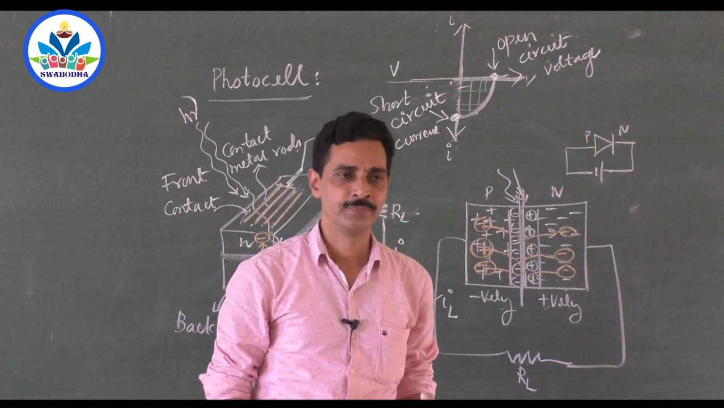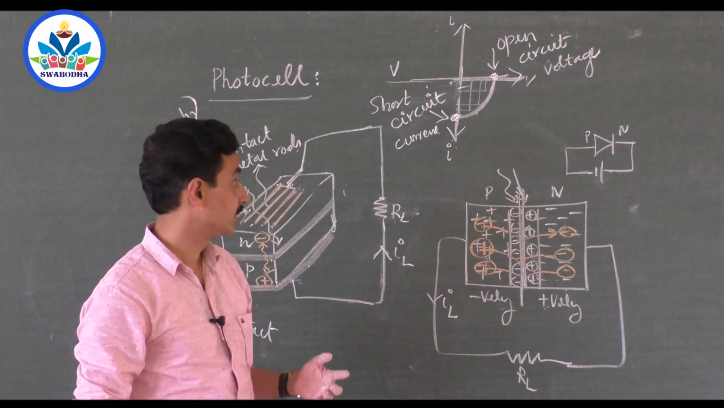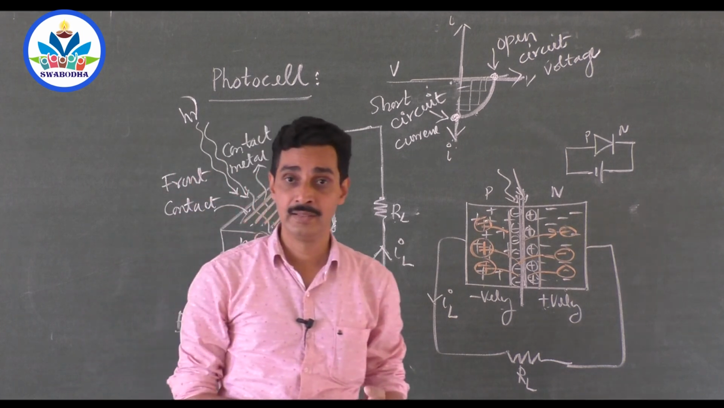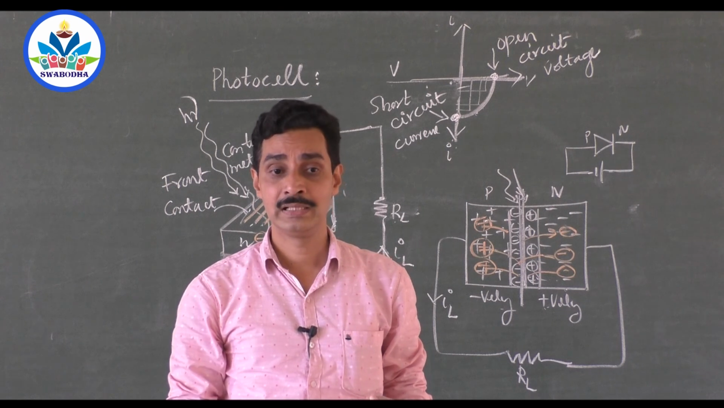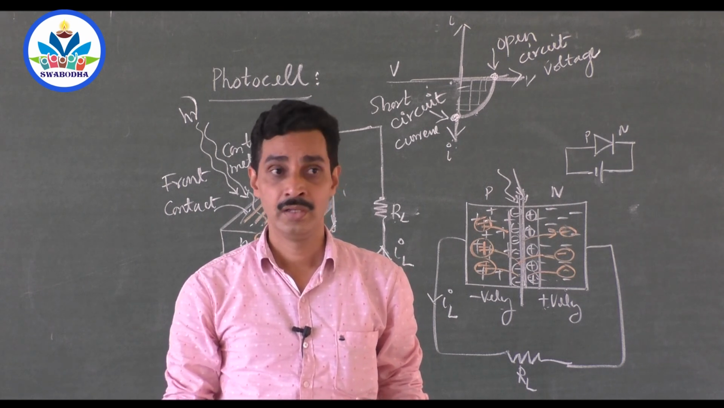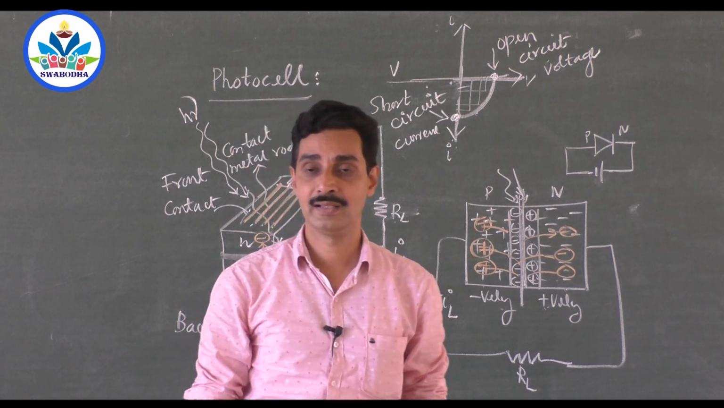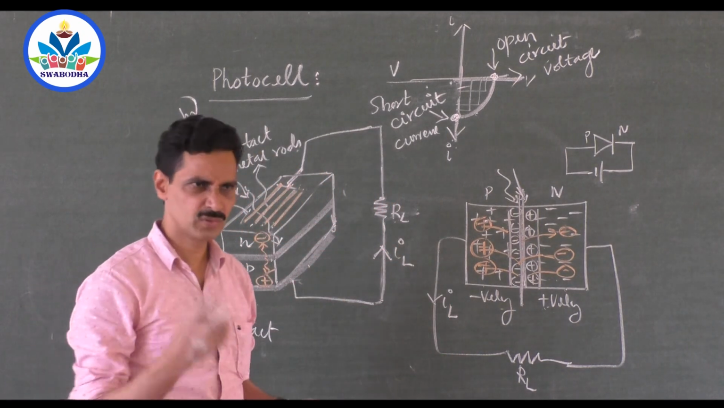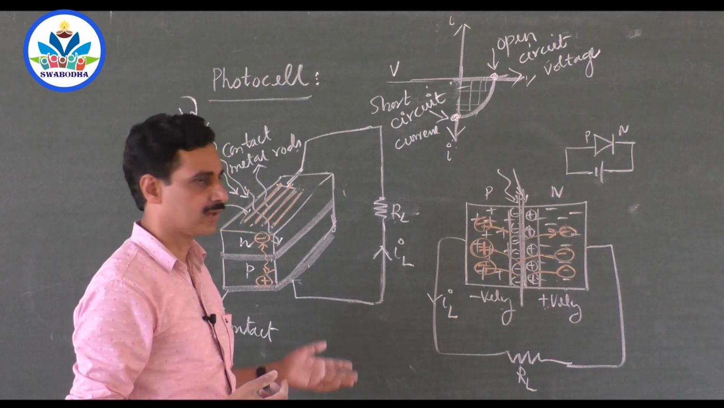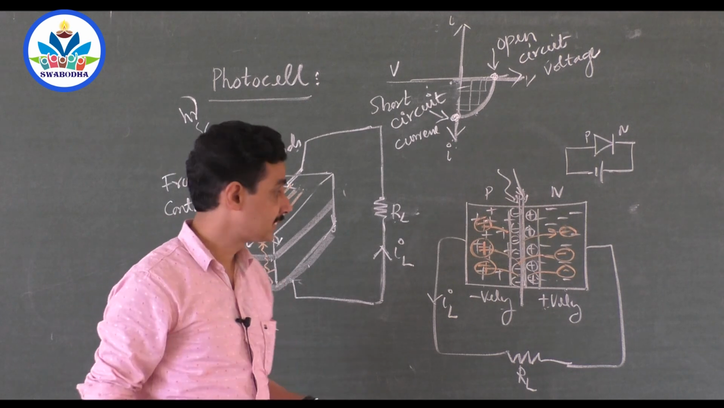Then similarly the LED: symbol, how it works, how it is doped, and LED applications. Then the solar cell: circuit, simple working, may not be more than 3 marks, 2 marks maximum, and applications. Okay, so with this that completes that.